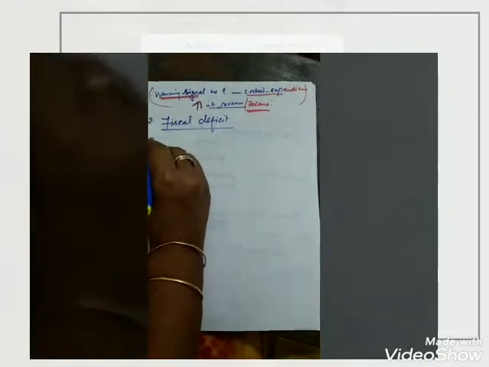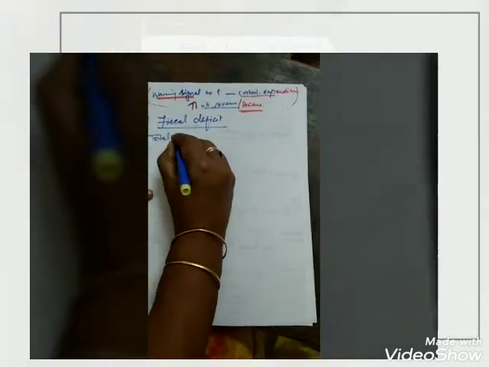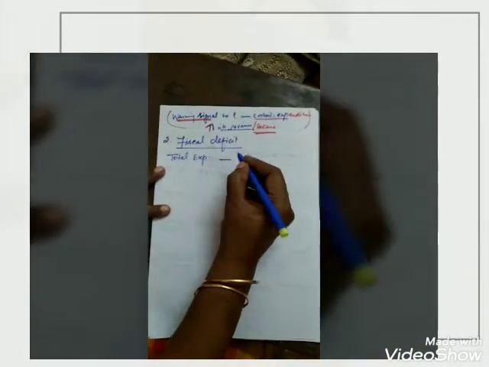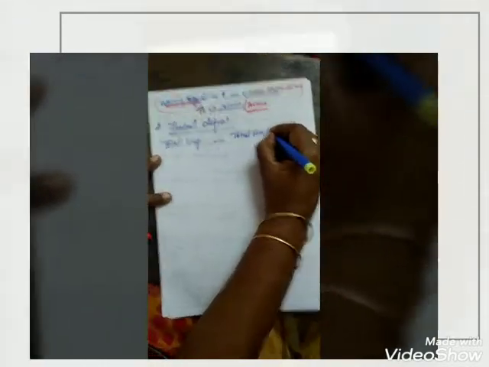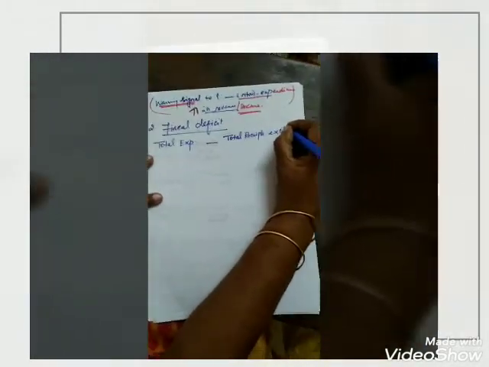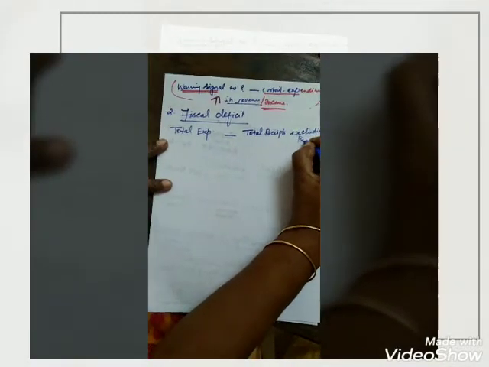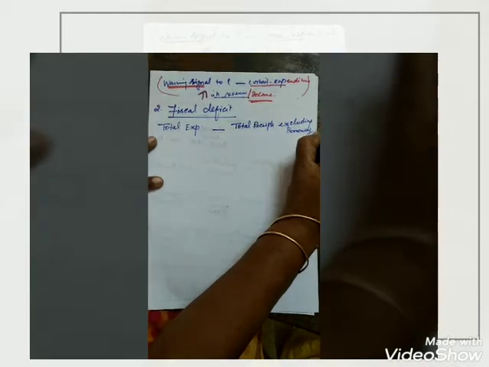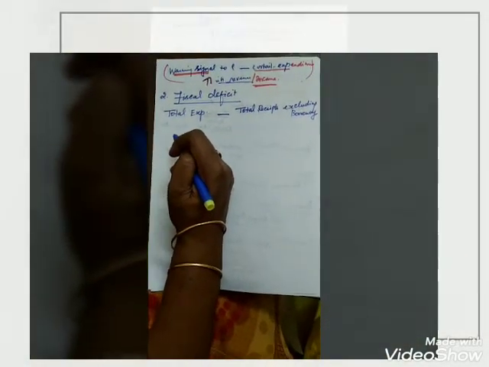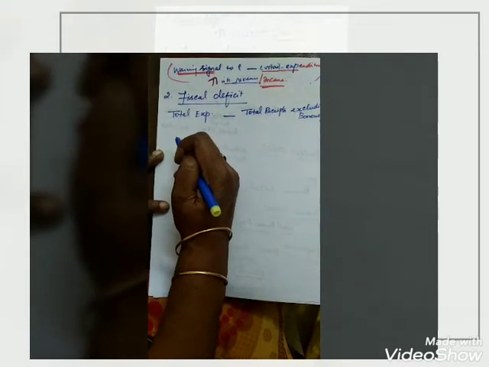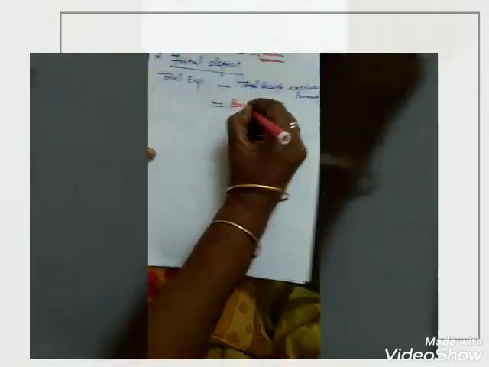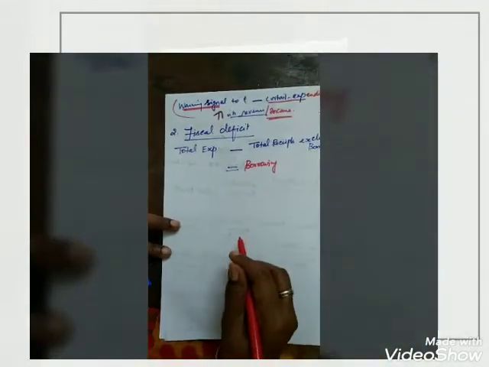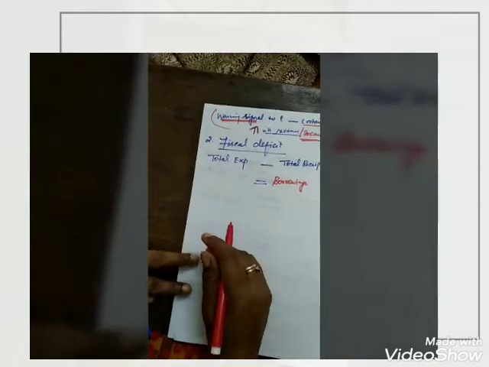Here we are taking the total expenditure minus total receipts of the government, excluding borrowings. Is it clear? Total expenditure minus total receipts excluding borrowings. In a one-word question, they will ask how to find the fiscal deficit. Fiscal deficit is nothing but equal to borrowings. Fiscal deficit is equal to borrowings. Is it clear?